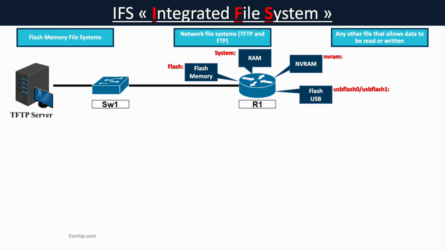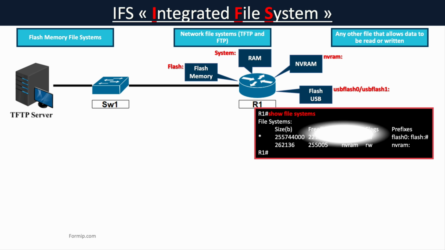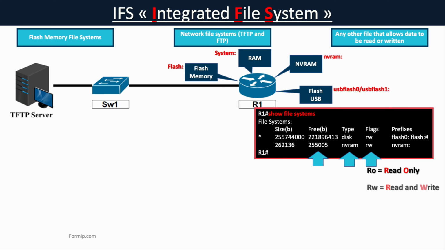If we do a show file systems, we can see all the available files of the router. This command gives a lot of useful information, such as the amount of memory available, the type of the file system, and even their permissions, whether read-only or reading and writing. The output of this command usually shows more lines, but the most interesting ones are flash memory and NVRAM.